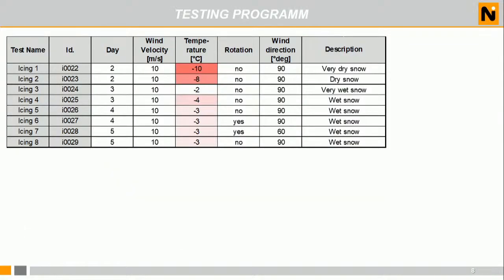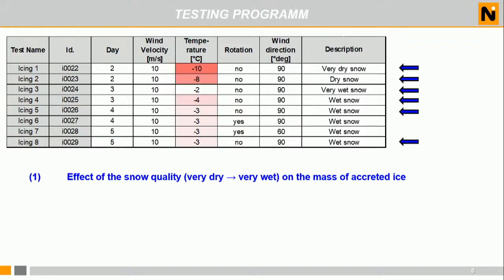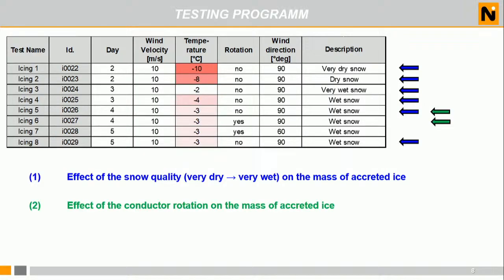And this is the testing program. The main parameter that we changed during the experiments was the temperature in the wind tunnel. The temperature allowed us to test the different qualities of snow: drier, wet snow, very wet snow, and this was the first objective of the experiment, to investigate the effect of the snow quality on the mass of accreted ice. The second purpose of the experiment was to investigate the effect of the conductor rotation. And the third one was the effect of the wind direction.